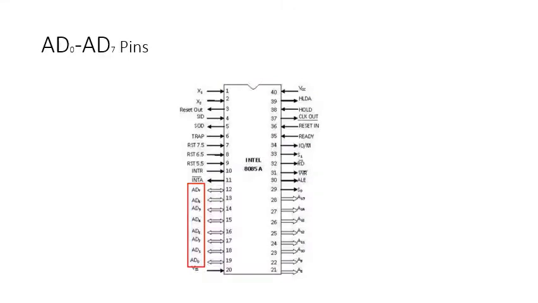Now let us go to the discussion of pins. Let us discuss pin number 19 to 12. These pins serve the dual purpose of transmitting lower order address and data bytes. During the first clock cycle, these pins act as the lower half address. In the remaining cycles, these pins act as the data bus. The separation of lower order address and data is done by the address latch.